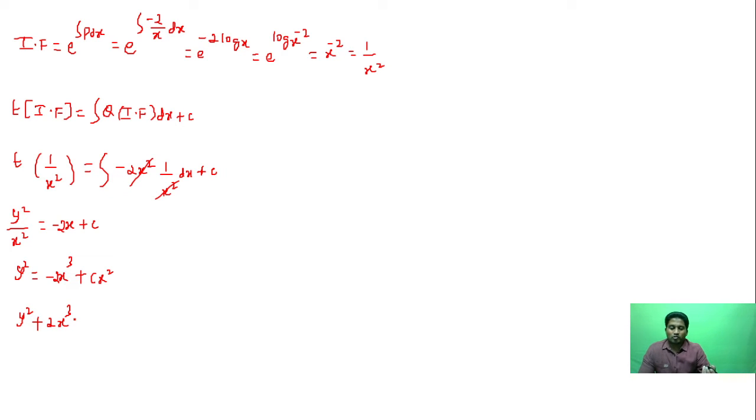Okay, and c is a constant. If you shift it to the left side, it is still a constant only. So you get plus cx square. I repeat myself, guys, c is a constant. Minus c is also a constant. So that's the answer, guys.